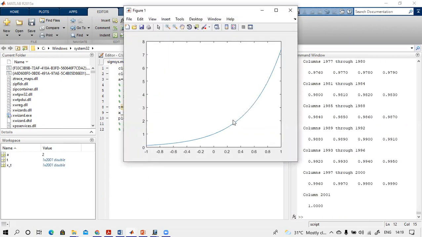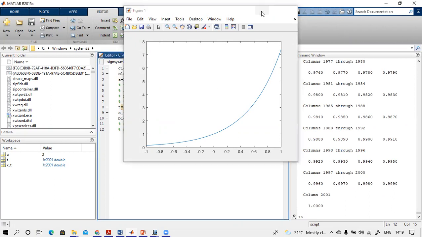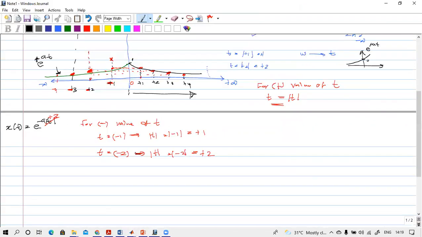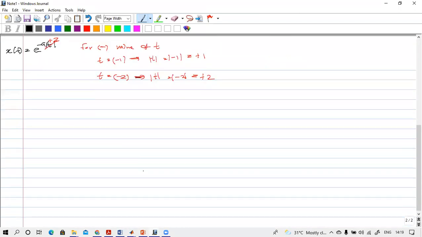So we have this kind of function. If you compare this value, you will get the same value. Try to draw it in Matlab and get this answer verified. Finally, we will have this kind of function.